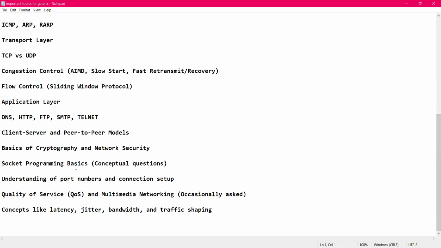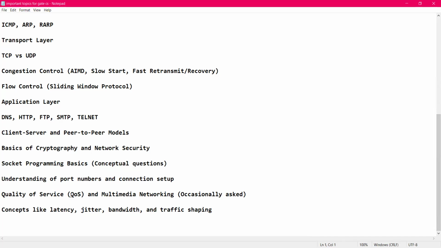Next one, socket programming basics, conceptual questions. From this topic, they will ask only conceptual questions. So you need to focus on numerical and problematic questions elsewhere. They will ask only conceptual questions from this topic. Next one, understanding of port numbers and connection setup. You need to know this topic also.